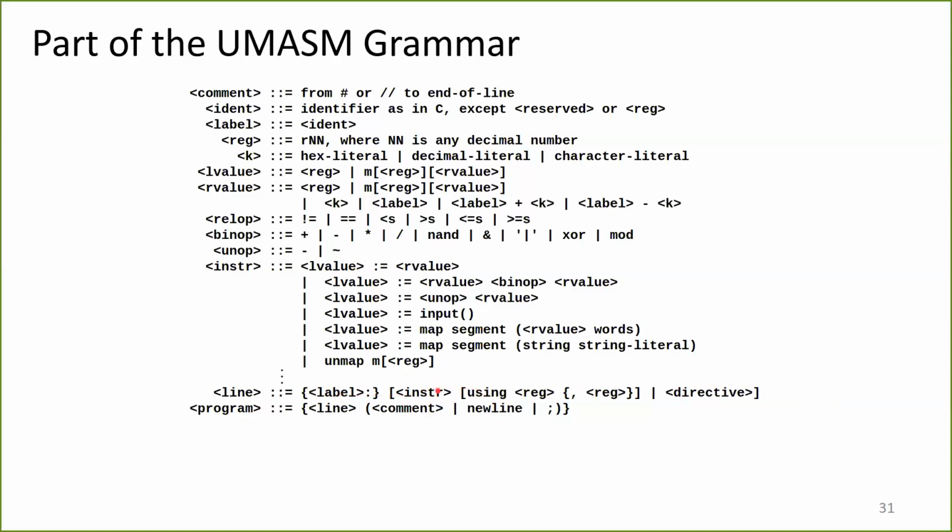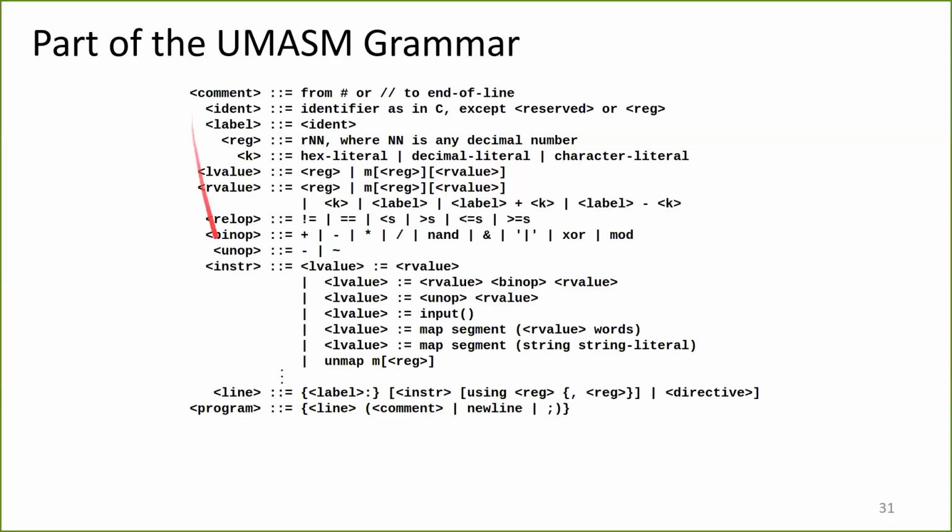An instruction, in turn, may or may not be followed by a using keyword. Notice using doesn't have angle brackets, so it's something that you would actually type. And a using keyword has to be followed by at least one register, but could be followed by 0 or more registers separated by commas.